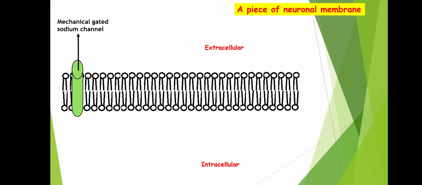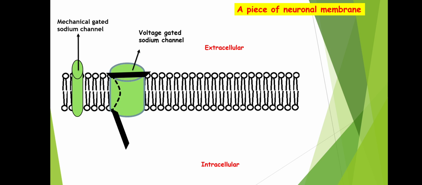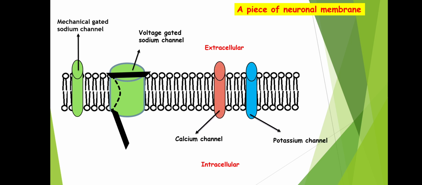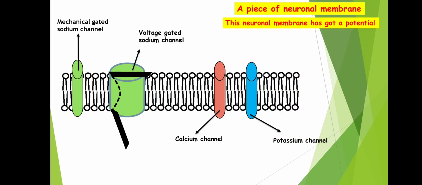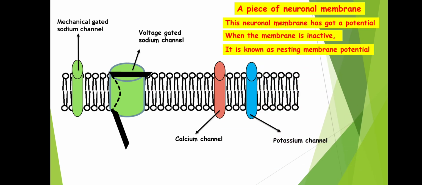This is a mechanical gated sodium channel. This one is a voltage gated sodium channel. This one is a calcium channel and this one is a potassium channel. Now this neuronal membrane has got a potential. When the membrane is inactive, it is known as the resting membrane potential.